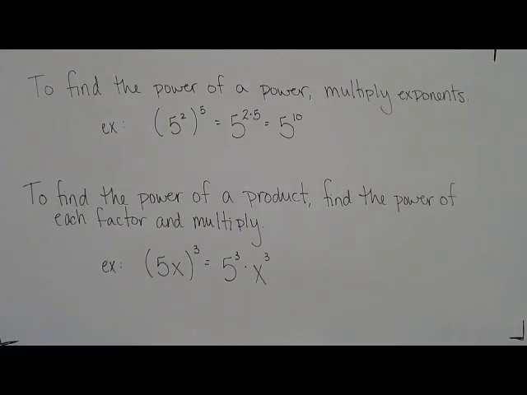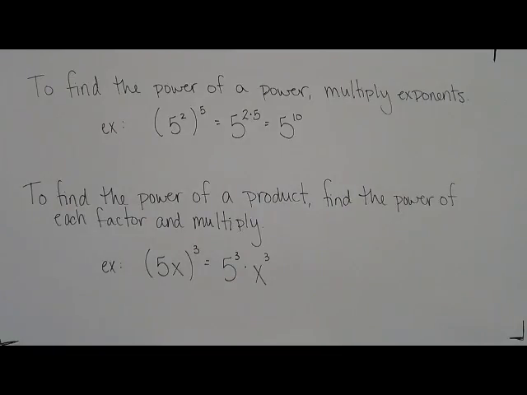The first one is called the power of a power rule. To find the power of a power, you simply multiply the exponents. Looking at that, it says 5 squared to the 5th. That means you have 5 squared 5 times, right? Then if you add those, 2 plus 2 plus 2 plus 2 plus 2, you end up with 5 to the 10th. So we simplify that simply by going 5 to the 2nd to the 5th gives me 5 to the 2 times 5, or 5 to the 10th.